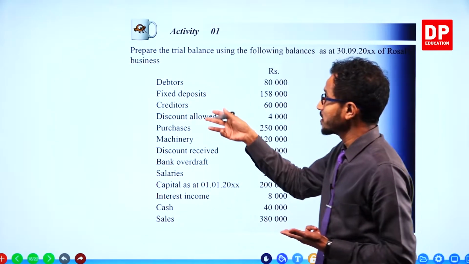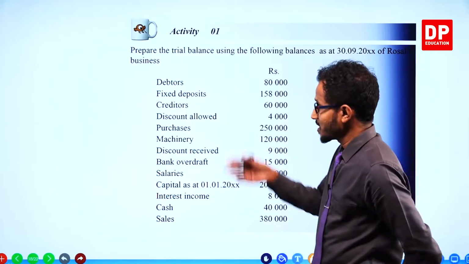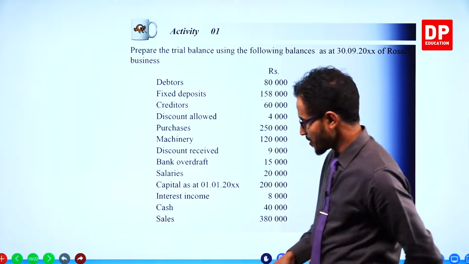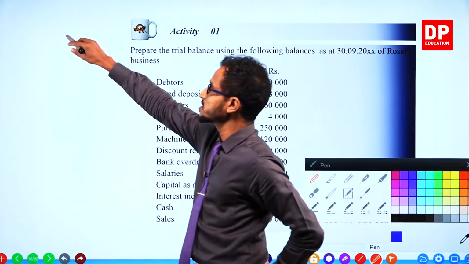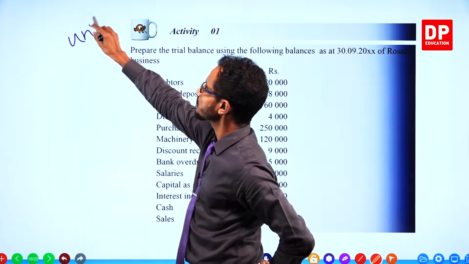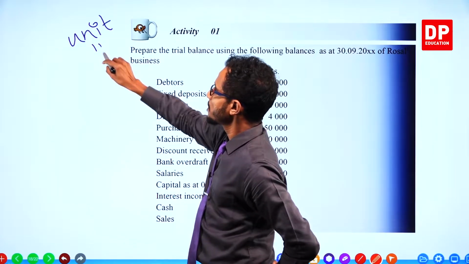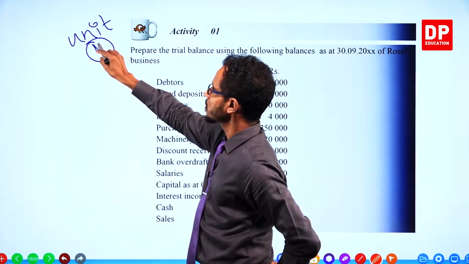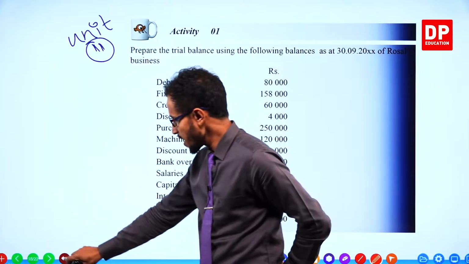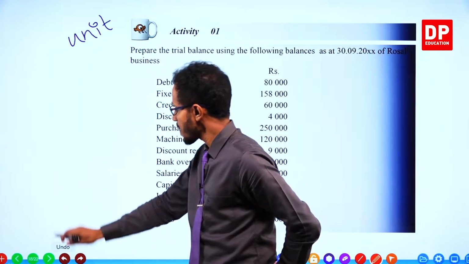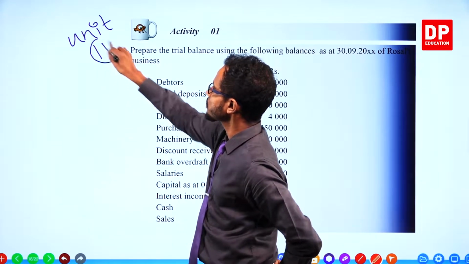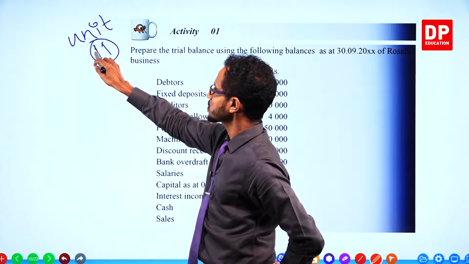We are in the last chapter of trial balance, Unit 11. The last chapter of Unit 11. Yeah, trial balance. Unit 11 is trial balance. That's right.